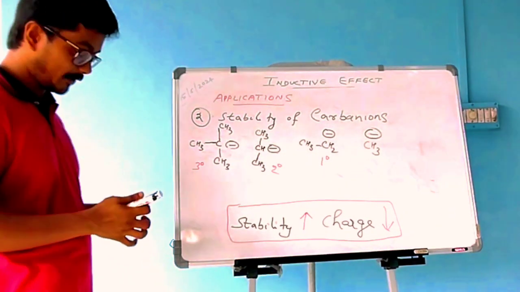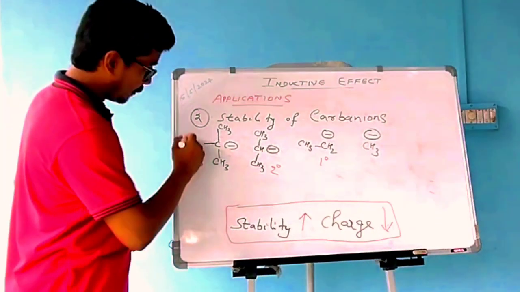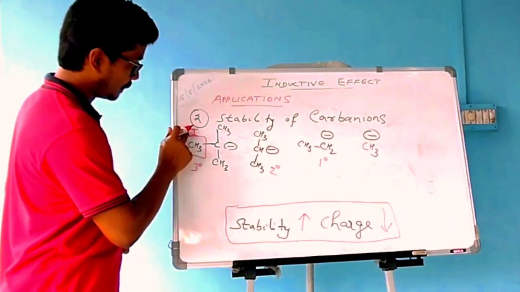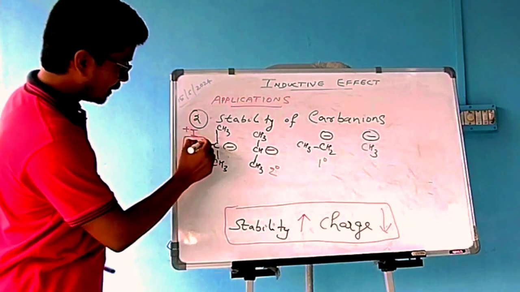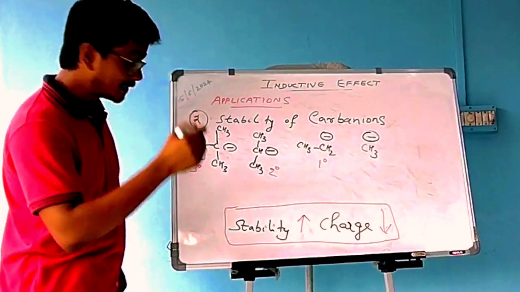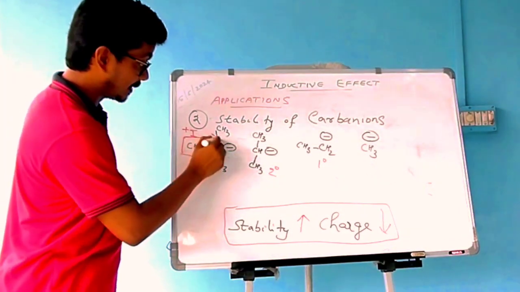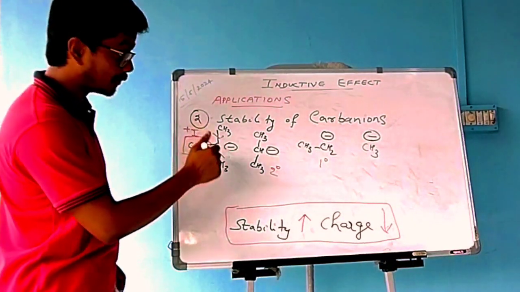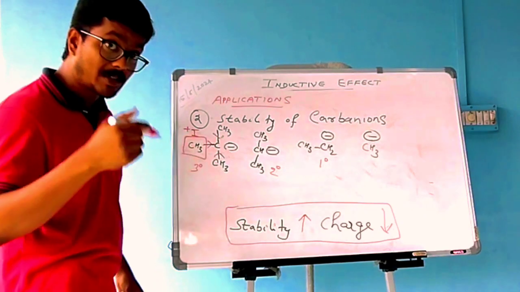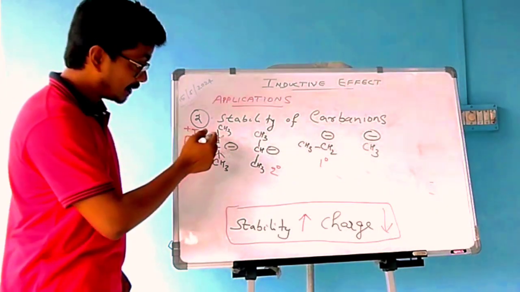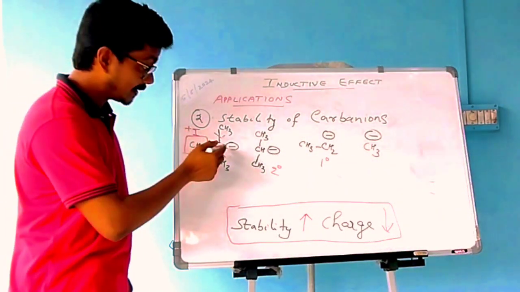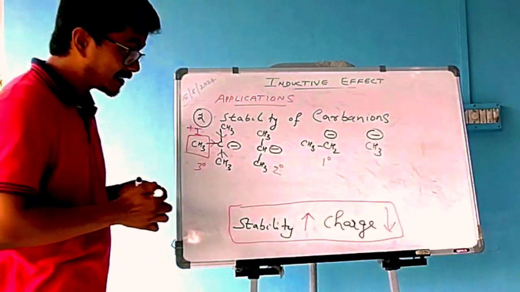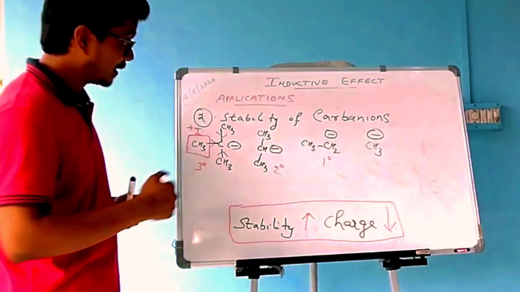Now apply the plus I effect of the alkyl group. The alkyl group will release electrons towards the central carbon carrying negative charge. This is a tertiary carbanion. So when the number of carbon atoms increases, the plus I effect also increases. Here the negative charge gets intensified. As a result, stability gets decreased.